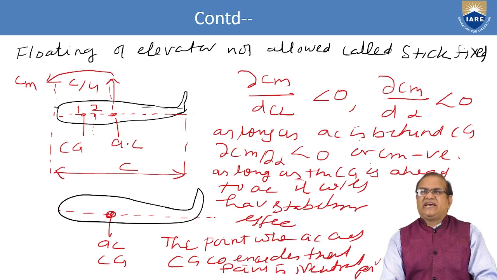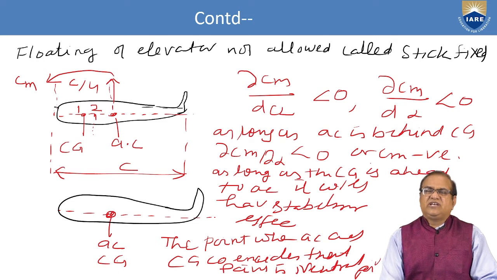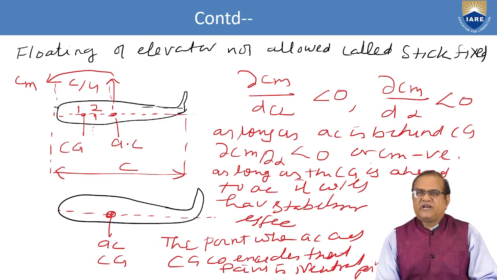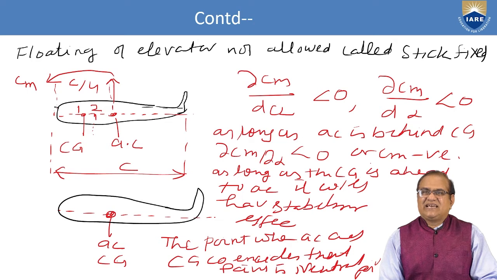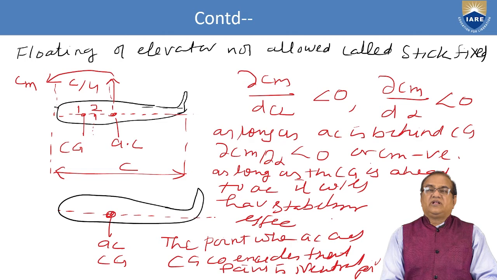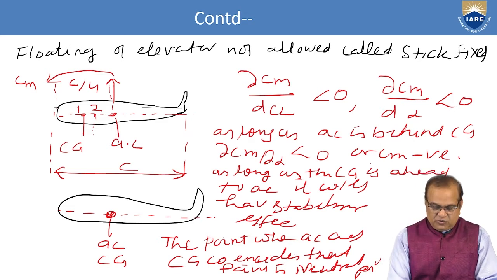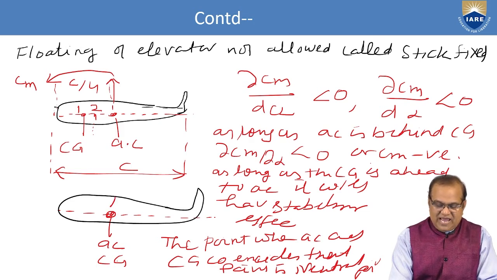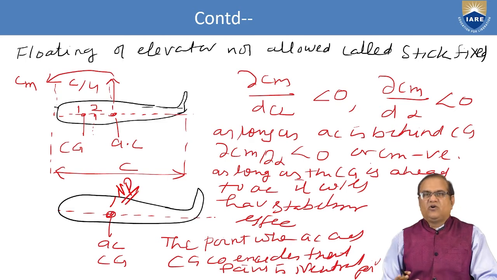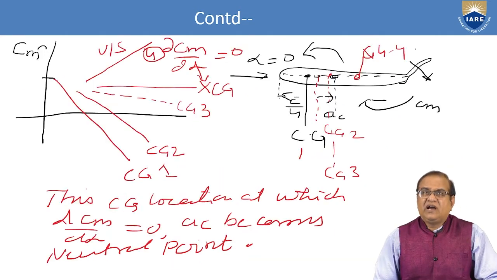As long as this aerodynamic center is behind the CG, dCm by d alpha will be negative, or Cm will be negative. As long as the CG is ahead of the AC, it will have a stabilizing effect. The point when the aerodynamic center and the center of gravity coexist is called the neutral point. So here in this diagram you can see the AC and CG both are at the same point, and then it is called the neutral point. Okay, so this is the understanding.